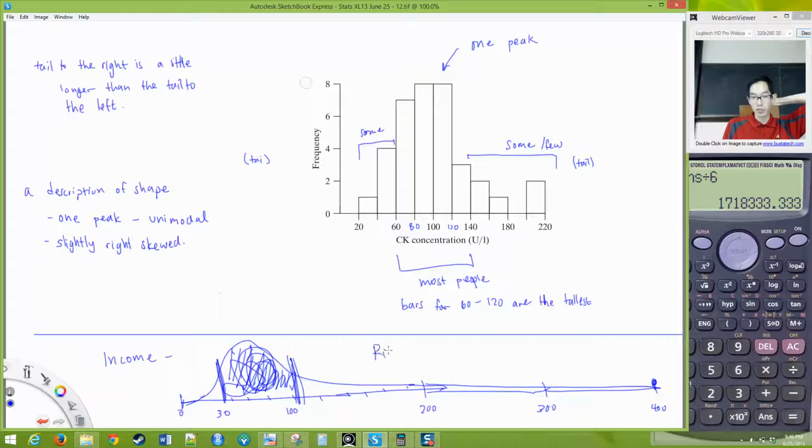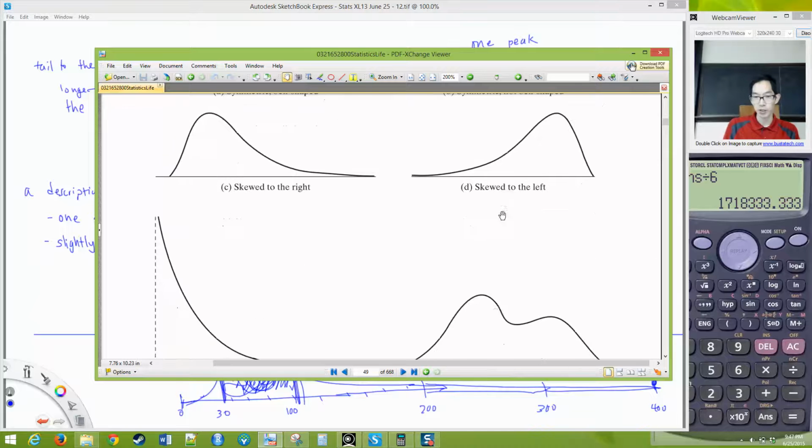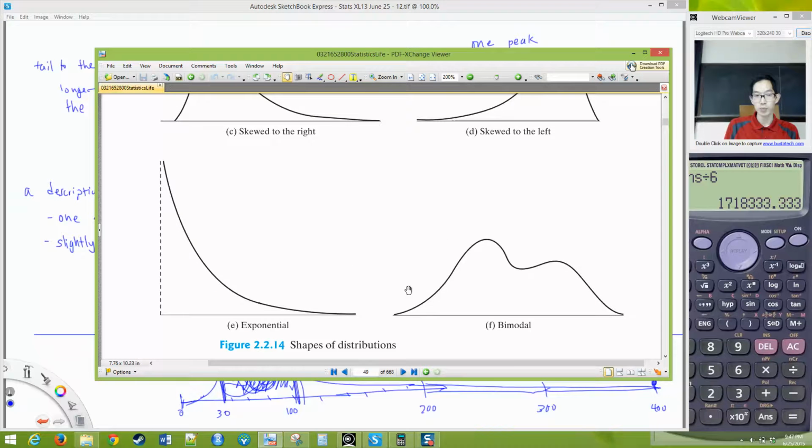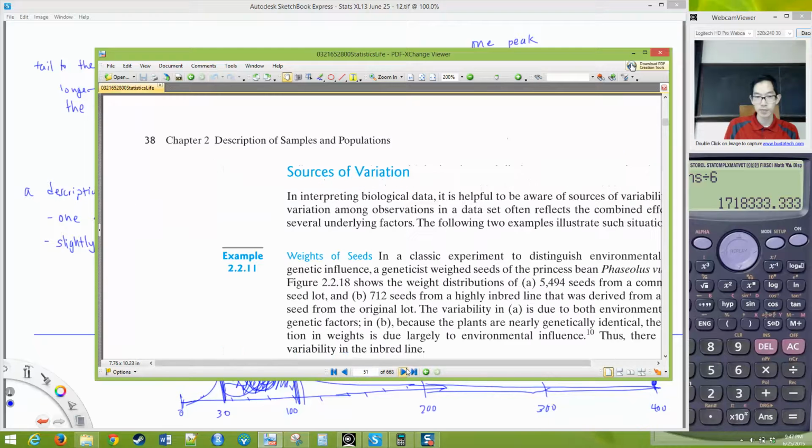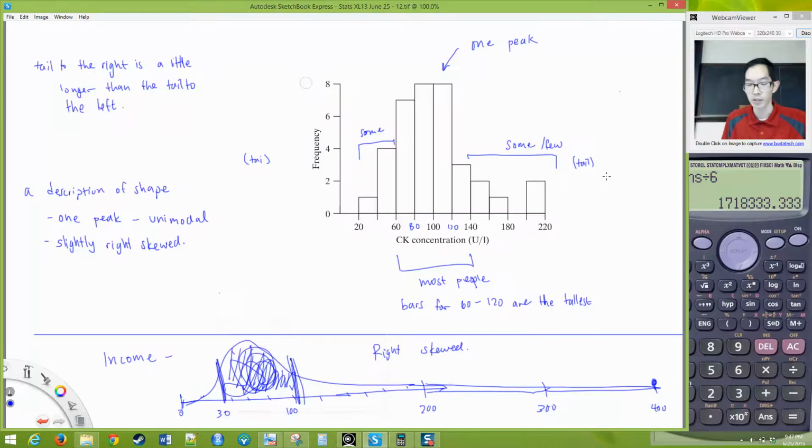Does that make sense? Can you guys think of anything that would be left skewed? I'm going to run out of time as I keep talking here. This is bimodal, and these are other shapes here. Okay. Left skewed, left skewed. Obesity? So what do you mean by obesity? People's weight. Okay, so people's weight, I would say, is actually right skewed.